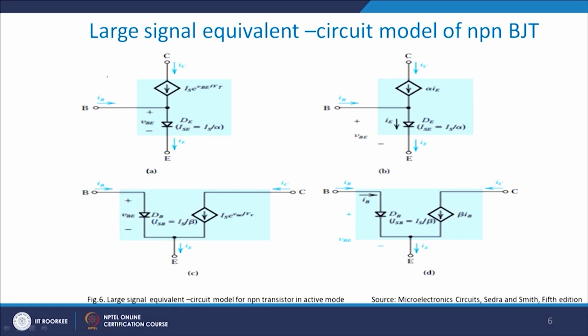The only problem is if the base width is large or the doping is relatively high, then this assumption does not hold good. As long as the base width is small, this holds. If you look at the first diagram here, the schematic, you will see that I have replaced the collector side by a current source, and that is true also.